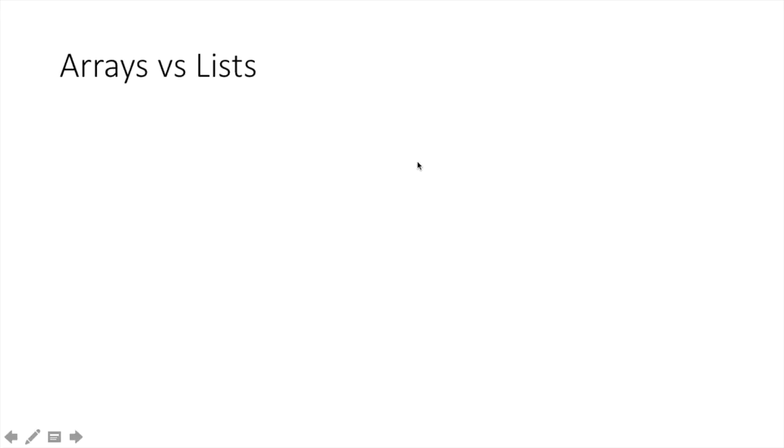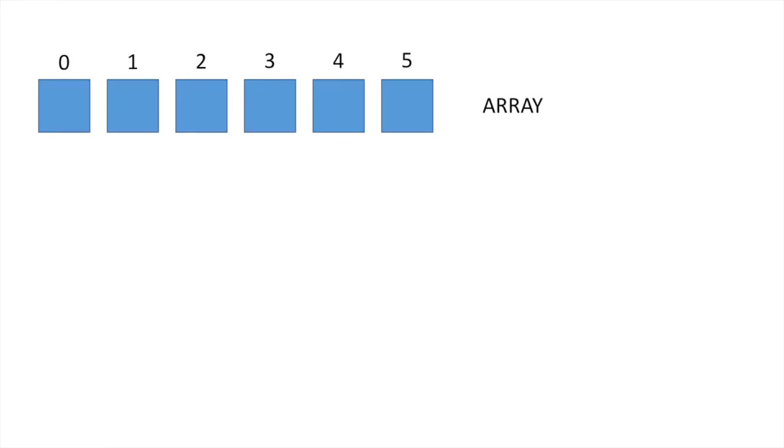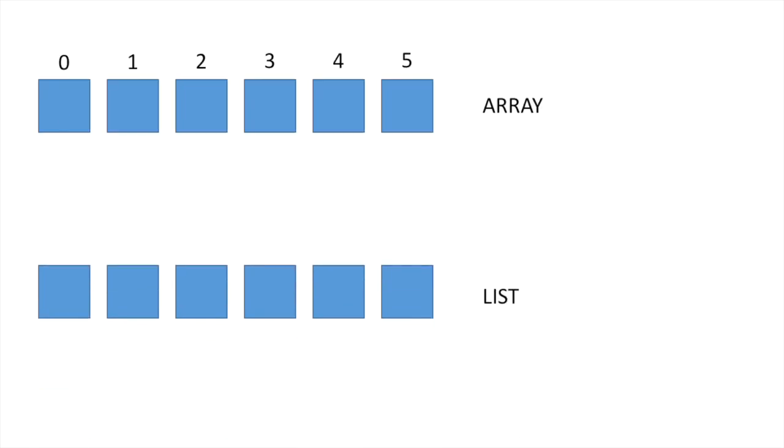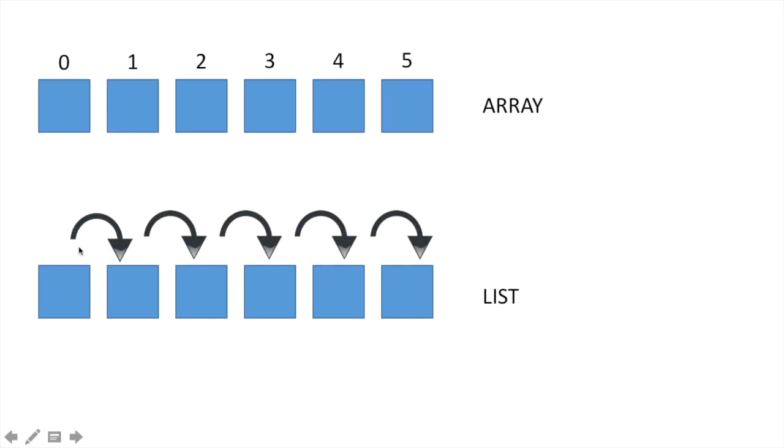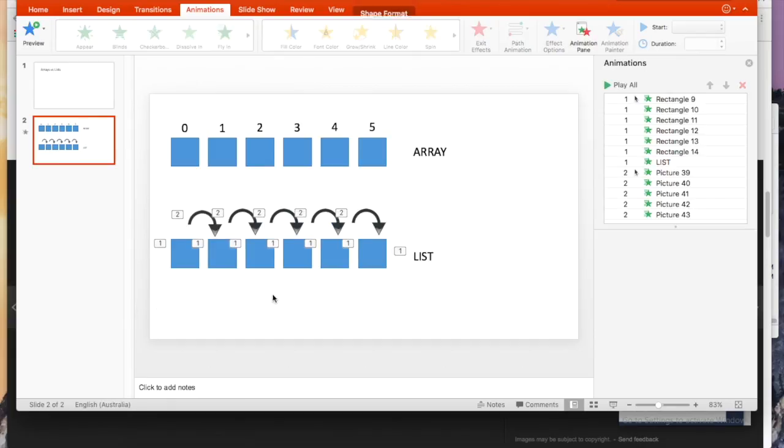So why this happens: an array kind of looks like this. It's a series of boxes, and we reference those boxes by numbers. So 0, 1, 2, 3, 4, 5. Okay, a list works slightly differently. It is just a series of boxes, we can think of it that way, but instead of referencing them by numbers, they reference one another. So to get from one to the next, if I remove that, and we'll just have a look at what happens.